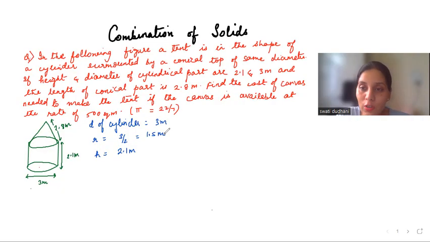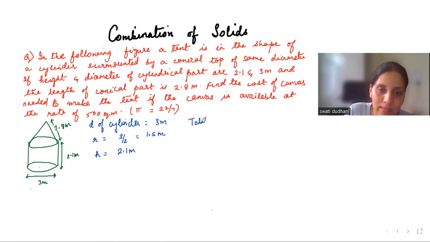So at times you're not sure whether you need to go with the area or the volume. So you can always see the units. Here the units are 500 per square meter. Square units are always for the area and cubic units are for the volume. So here we need to find the area. So let us find the total area. What will be the total area?